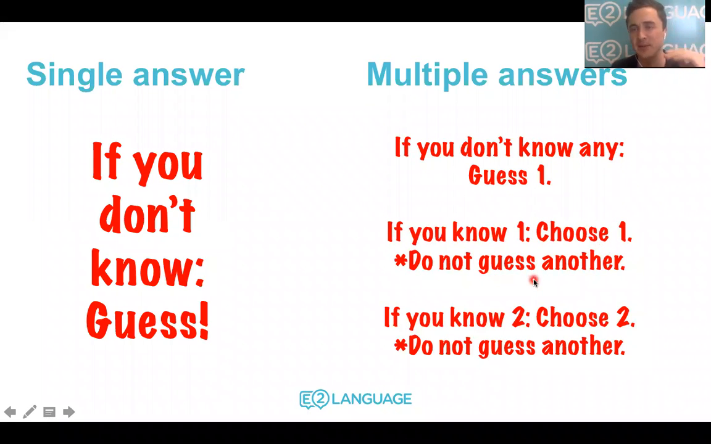Don't guess another, because if you choose one that you know, that's 1 point. But then if you guess one that you're unsure of, you'll lose a point. So it's better to get 1 point than 0, okay? So if you don't know any, just guess. You might be lucky. You can't go less than 0. If you know 1, just choose 1. Don't guess another. If you know 2, choose 2. Don't guess another. If you know 3, choose 3. Don't guess another.